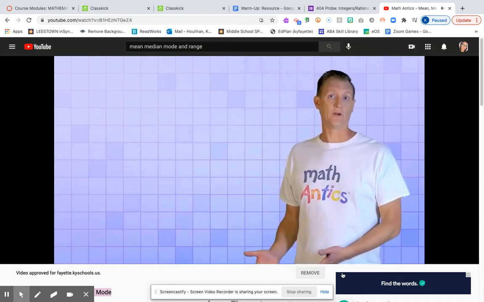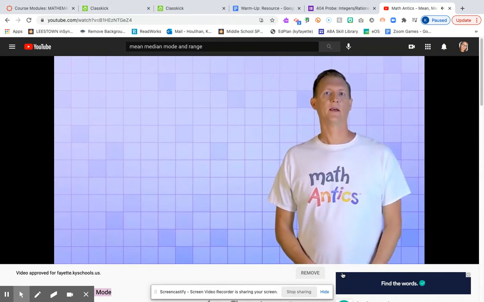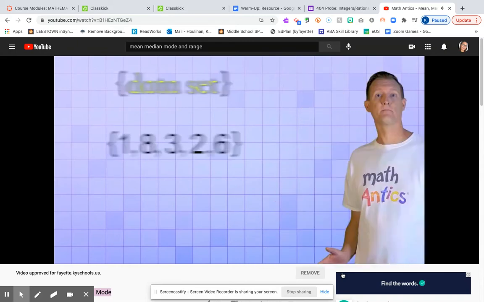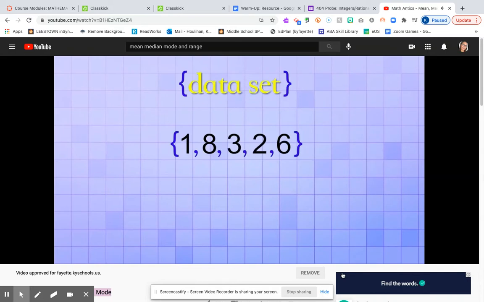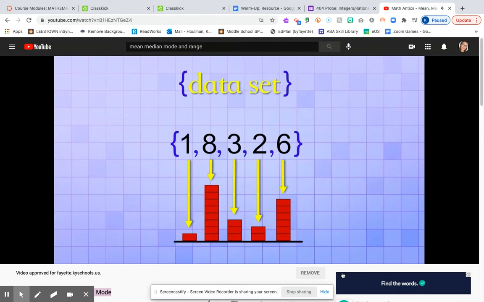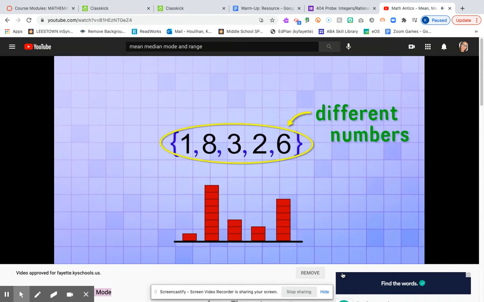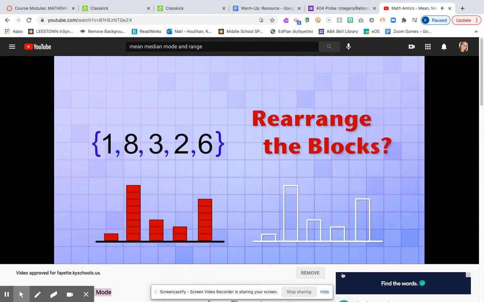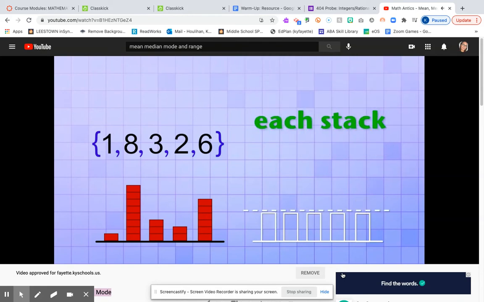The mean, or average, is an extremely useful property. To understand what it is, let's look at a simple data set that contains 5 numbers. As a visual aid, let's also represent those numbers with stacks of blocks whose heights correspond to their values. 1, 8, 3, 2, 6. Right now, since each of the 5 numbers is different, the stacks of blocks are all different heights. But what if we rearrange the blocks with the goal of making the stacks the same height? In other words, if each stack could have the exact same amount, what would that amount be?